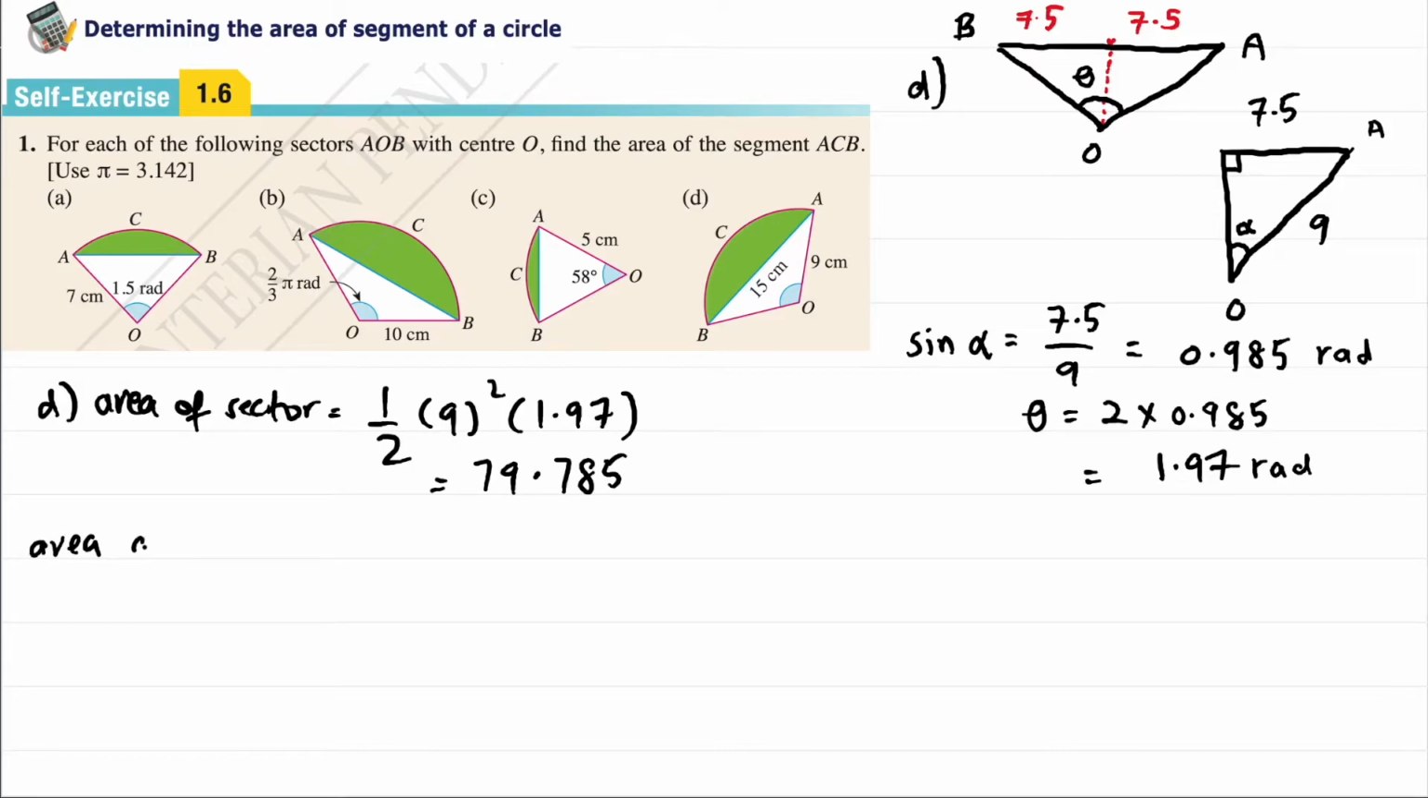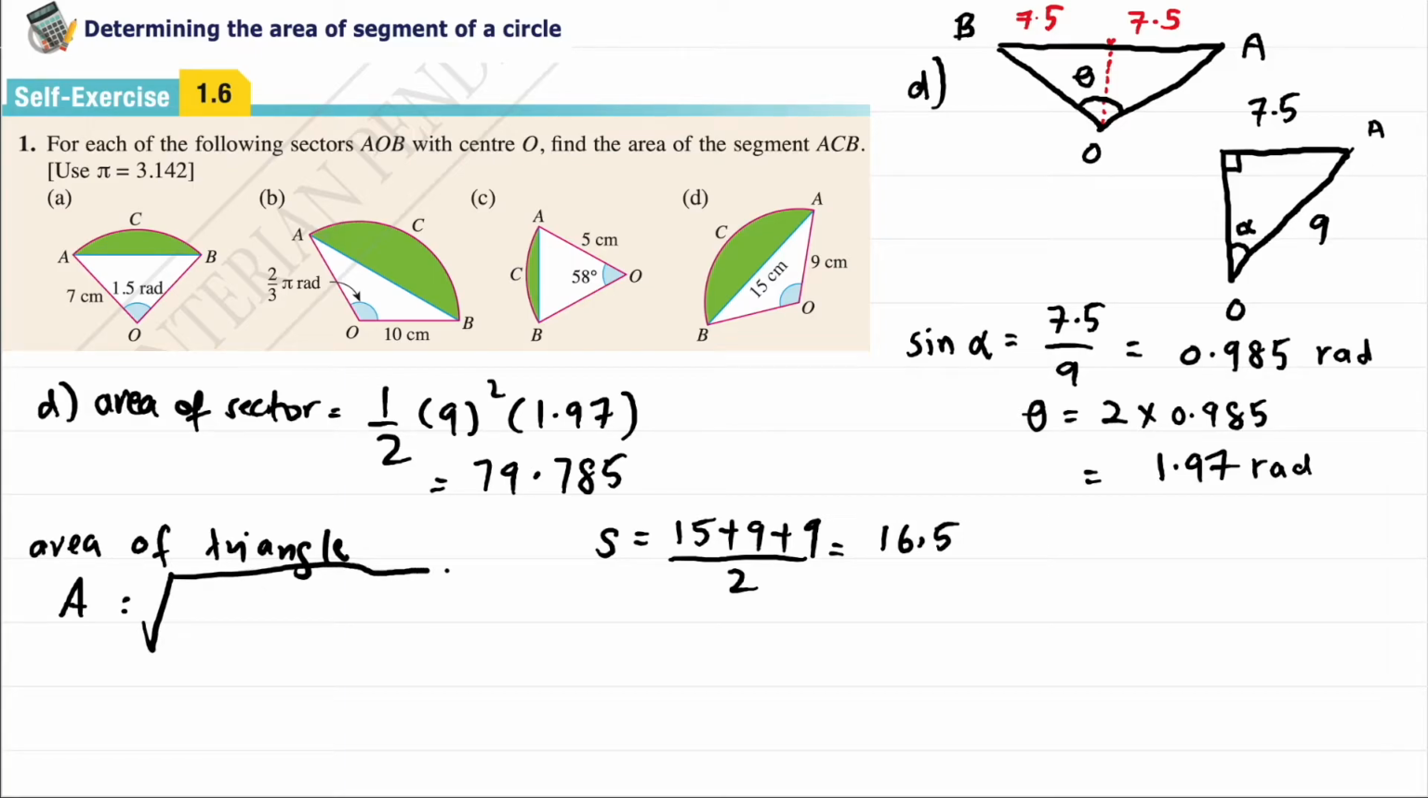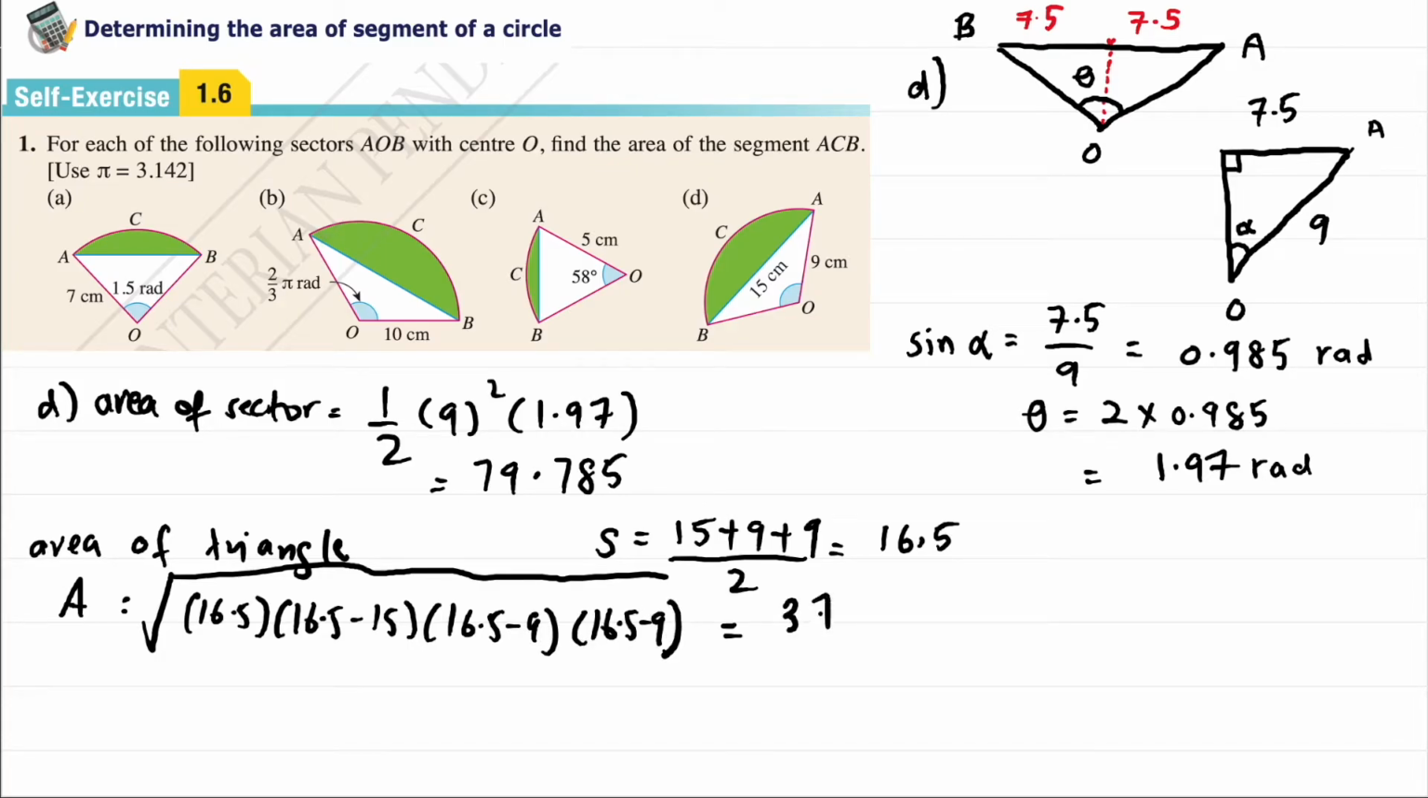So, area of triangle. Okay. So, you first find the semi-perimeter. Do you still remember? Semi-perimeter S equals to, you add all the sides of the perimeter. That means 15 plus 9 plus 9 divided by 2. You will get 16.5. Then you apply Heron's formula. Remember the long one? Substitute in S. Okay. You will get 37.312.